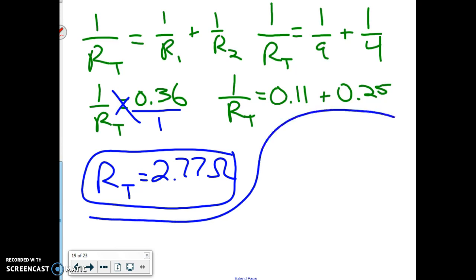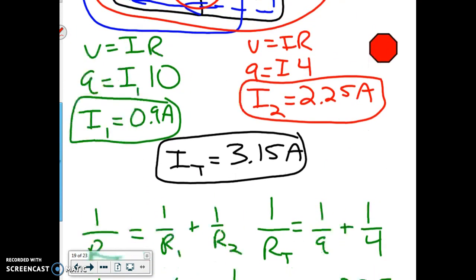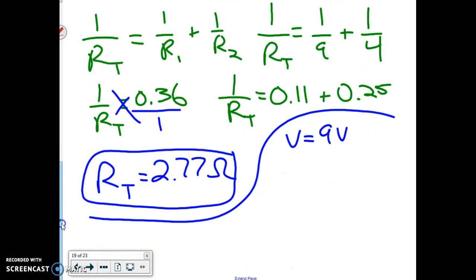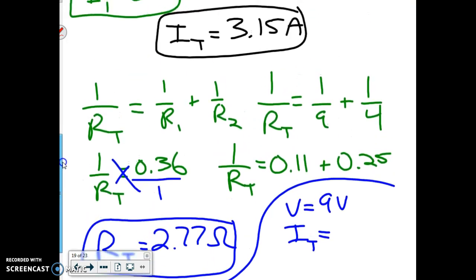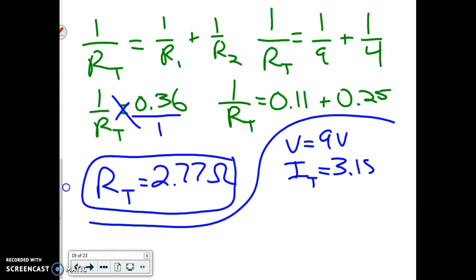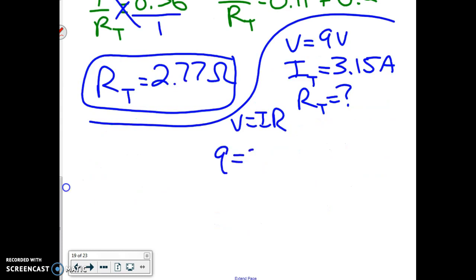We already know the total voltage, the voltage we started with, is going to be 9 volts. We also figured out already what the total current was from the previous problems. In this case, the total current is 3.15 amps. We're asked for the total resistance, so we can use Ohm's law one more time. In this case, 9 equals 3.15 times R, to get R total, of course, being 2.85.